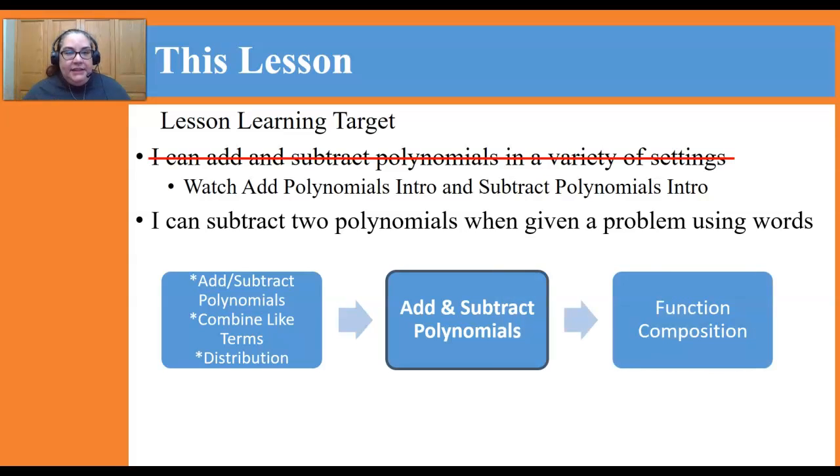In order to be successful in this lesson, you have to know already how to add and subtract polynomials. And remember that that just means that you know how to combine like terms and you know how to perform distribution. After you are good with this lesson, then you'll be able to do a lot more advanced things with polynomials. An example of that would be function composition, and that's something that is probably going to be seen in a pre-calc class. But this is just a good foundation for higher level math that's going to come later.